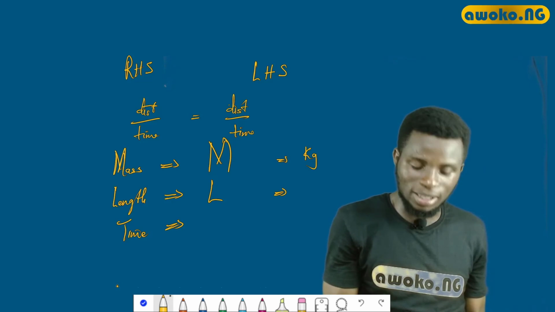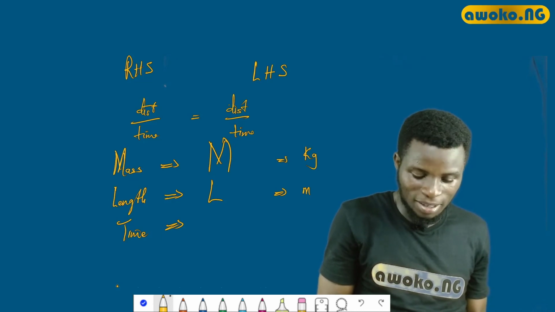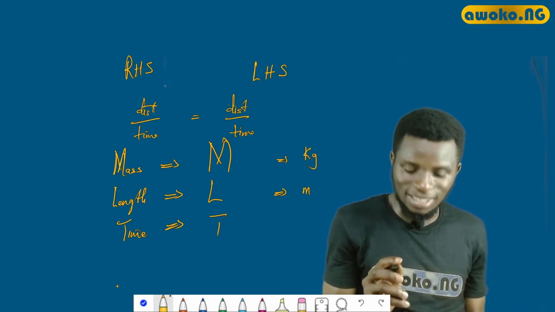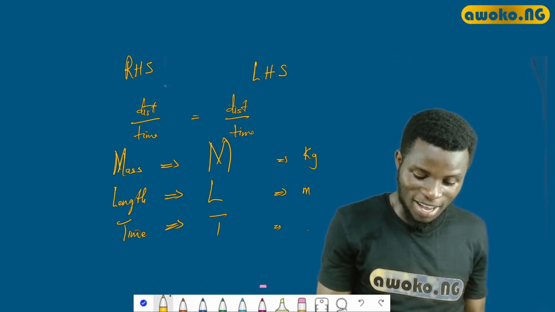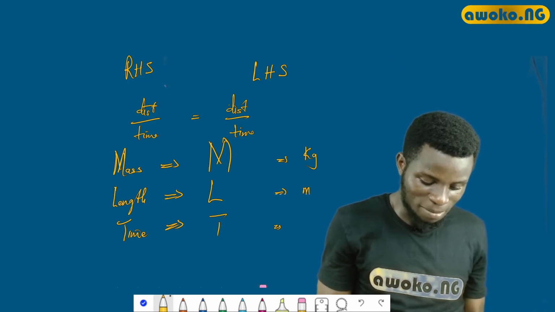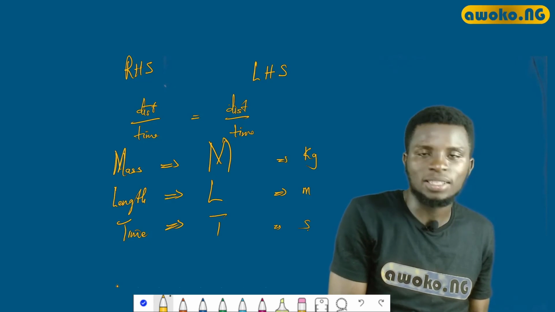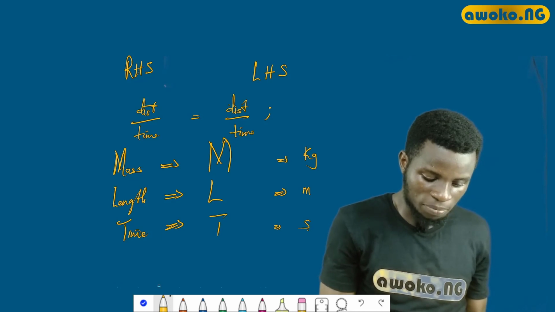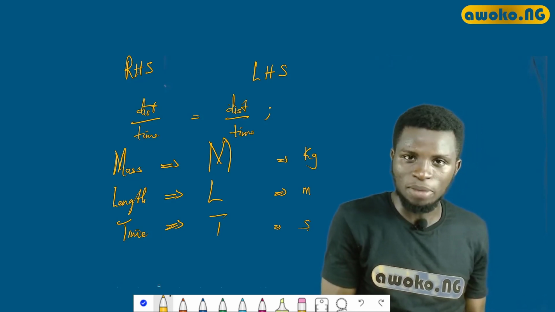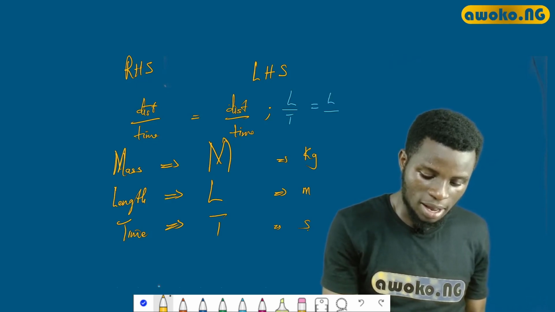And the unit is meters. The dimension for time is T, and the unit is seconds. It is not SEC, it is simply S. So we have MLT. How do we relate MLT to distance over time? Of course, the distance, which is a measure of the length, is L over T.